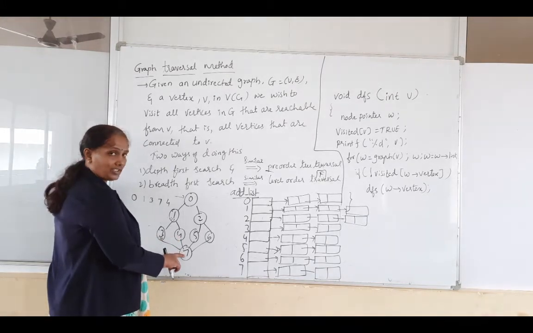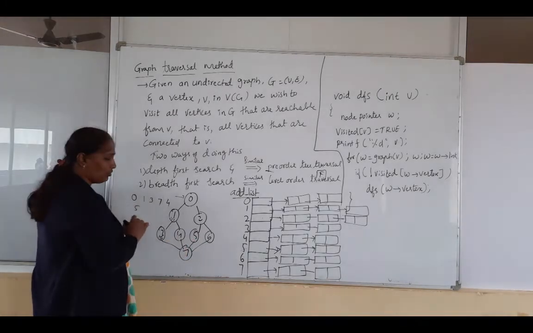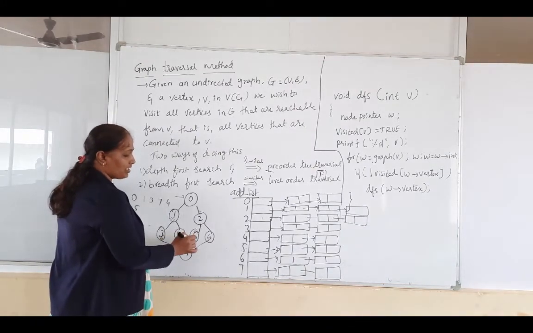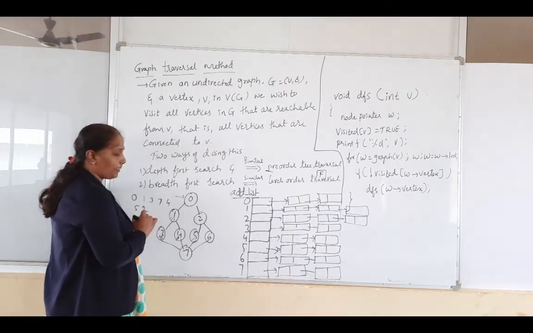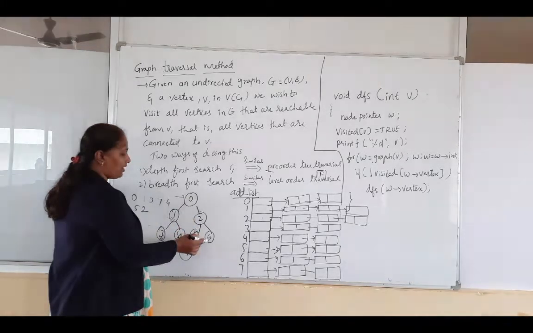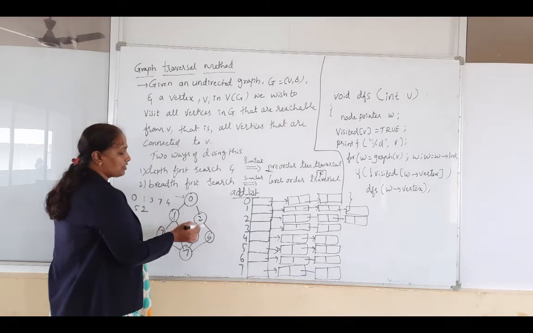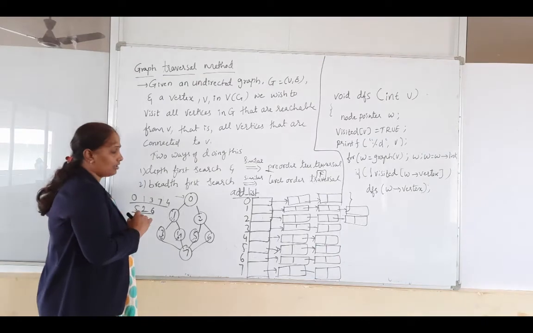Next, I will check the vertices which remain unvisited from this 7. One is 5 and the other 6. Both are unvisited. Which one do you visit next? 5. Once I visit 5, are any other vertices connected to this 5? Yes, it is connected to 7 and 2. 7 is already visited. So which one do you visit next? 2. Once you visit 2, the connected vertices are 0 and 6. 0 is already visited. Next, you are going to visit 6. So this is the traversal order of a DFS.